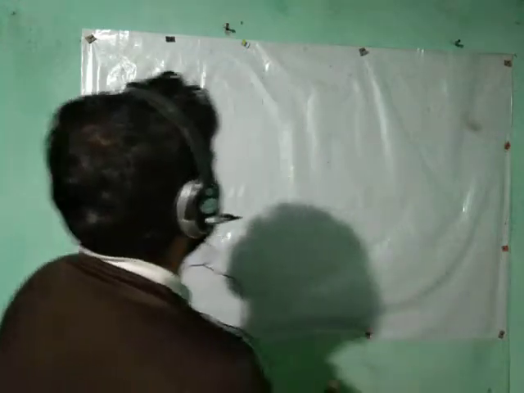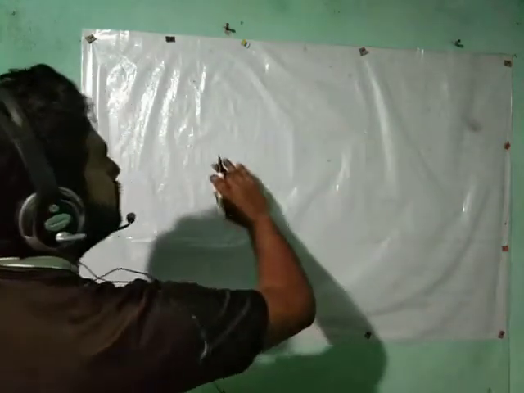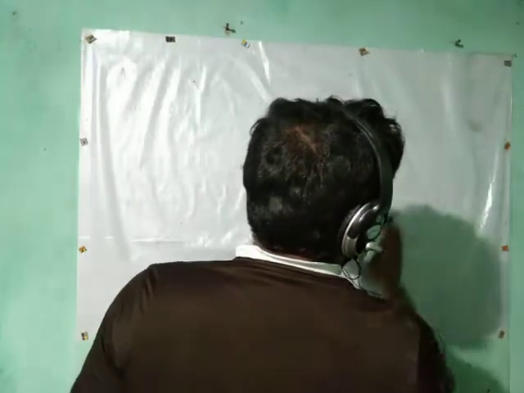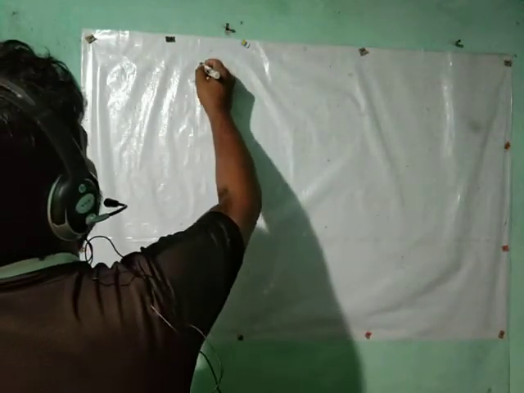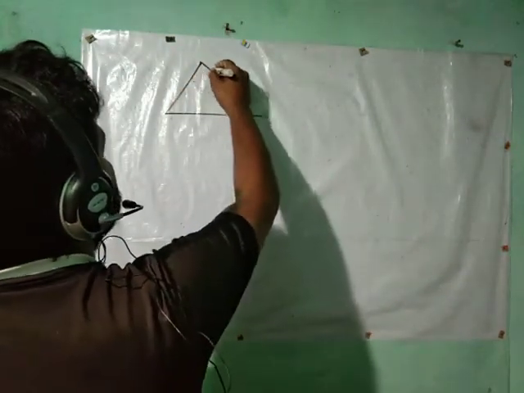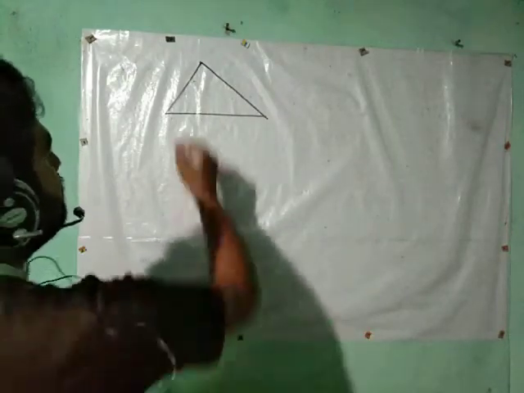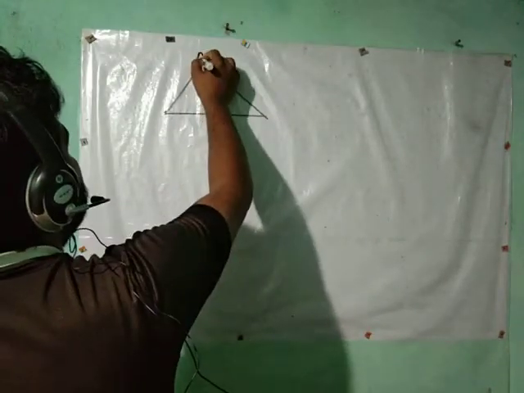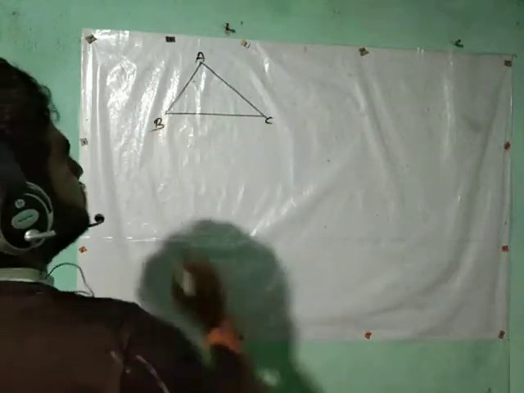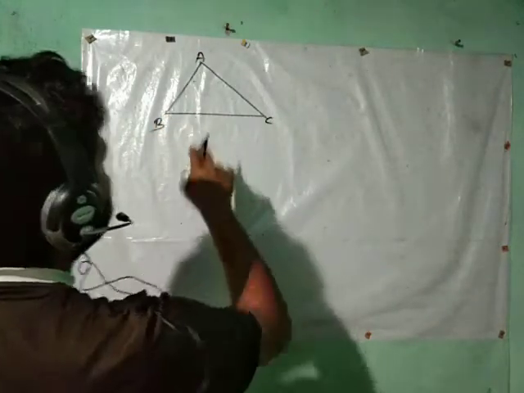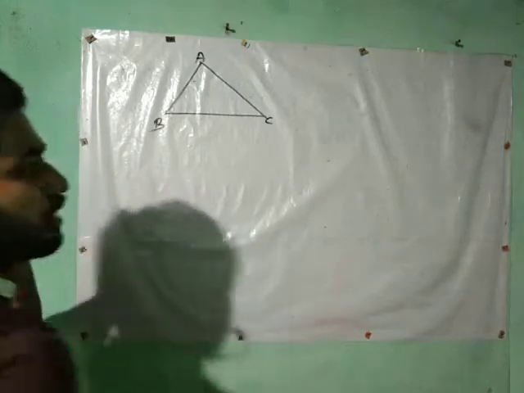What is a triangle? Before discussing the properties, it is very necessary for all of us to understand what is a triangle. What are the components by which a triangle can be formed? Suppose this is a triangle. Can I consider it a triangle? Suppose A, B, C is a triangle.